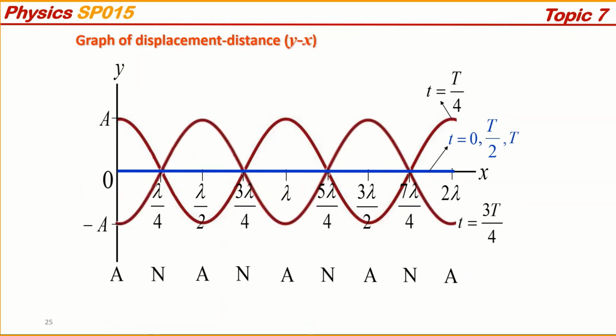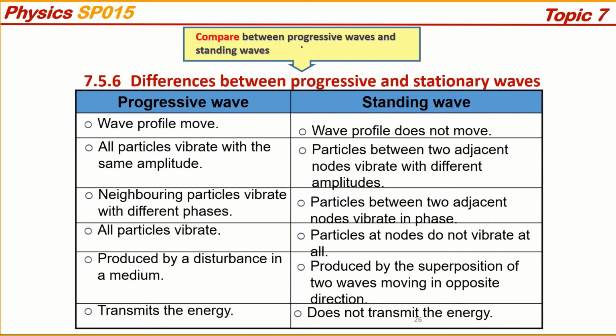Graph of displacement y against x. You can see the antinodes and nodes on the graph. The difference between progressive and stationary wave is included in the learning outcome. Progressive wave has a wave profile that moves and all particles vibrate with the same amplitude, whereas in a standing wave the wave profile does not move and particles between two adjacent nodes vibrate with different amplitudes.